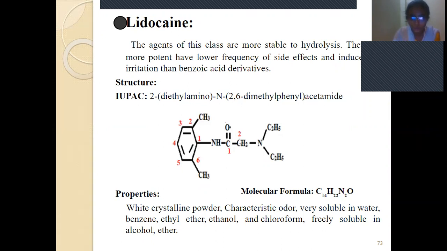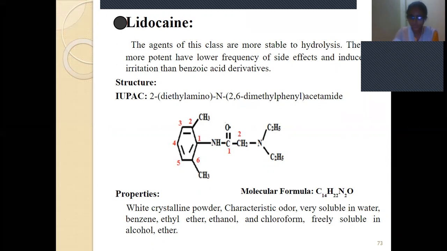2-diethylamino-N-(2,6-dimethylphenyl)acetamide. So this is the structure and the IUPAC name.